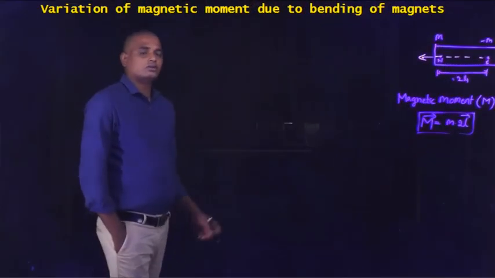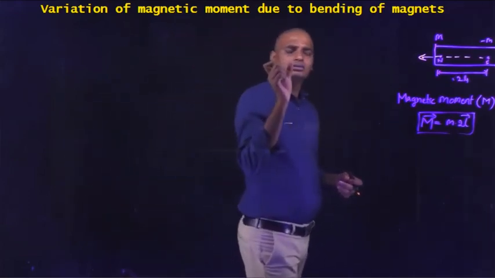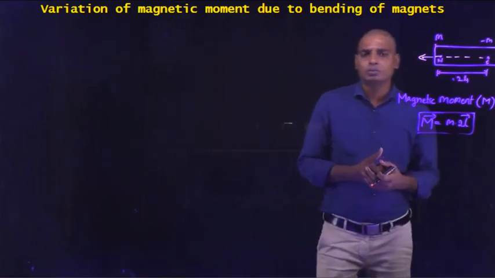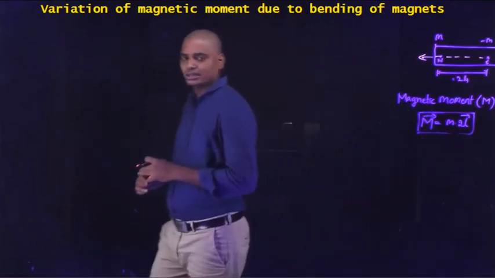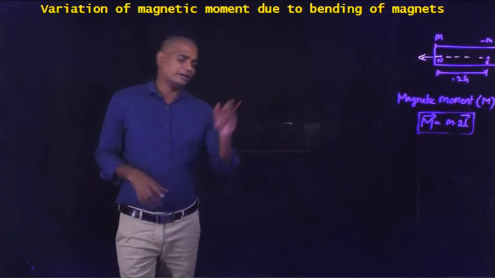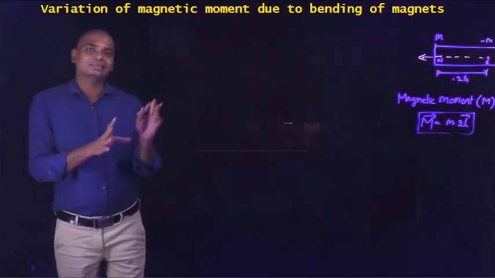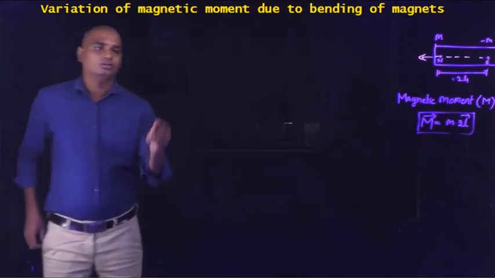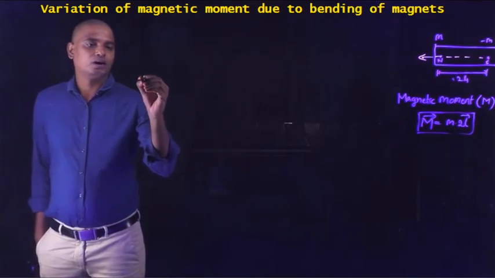Okay. Now let us go to our last case of the resultant magnetic dipole moment in bending of magnets. In this last case, let us bend this bar magnet into an arc, making an angle theta at the center. So let this bar magnet be bent in the shape of an arc like this.